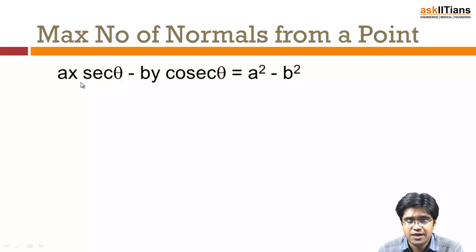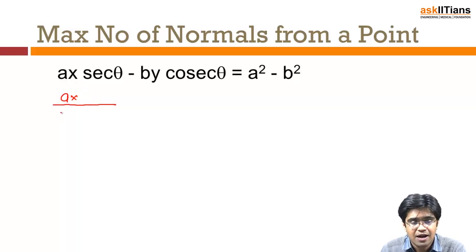So we know that this is the equation of the normal: ax sec theta minus by cosec theta is equal to a square minus b square. Now I want to know how many normals I can draw from any specific point. So let's try to write it down in some other way. Look what I am doing. In ax, this is sec theta, that means 1 upon cos theta. Look what I am writing to this.